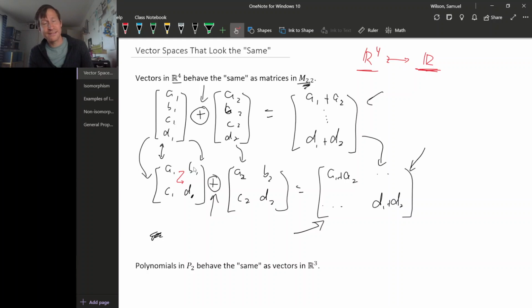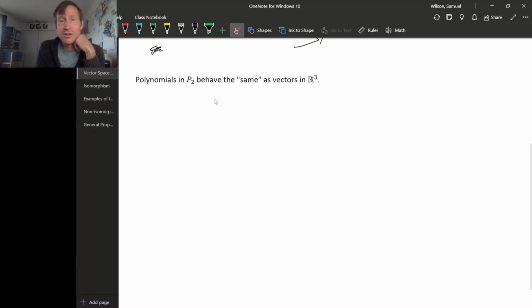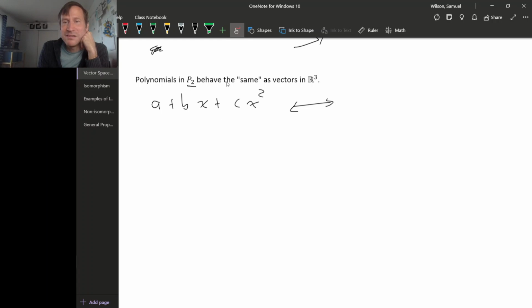For another example of vector spaces looking the same, we can look at a space of polynomials. So how about the polynomials of degree less than or equal to 2? These are polynomials that look like a plus bx plus cx squared. Well, there's a nice one-to-one correspondence between P2 and R3 if you just erase the x's and the pluses. You get a list of 3 numbers, so you can regard that as a vector.